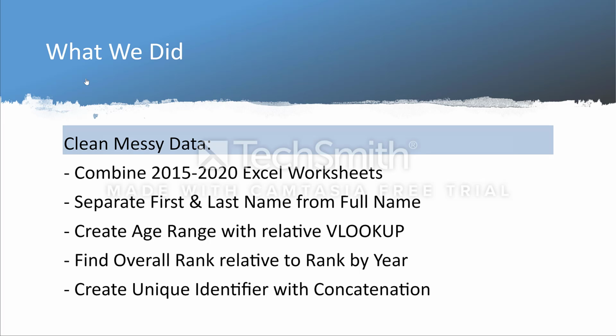So what did we do? We had to clean up the messy data because we downloaded 6 years of information from the internet. We had to combine it, the 6 different Excel worksheets, into one. In the worksheet, the last name and first name are in the same column, and we had to separate that so we could do more of the qualitative looking and comparing of the swimmers.